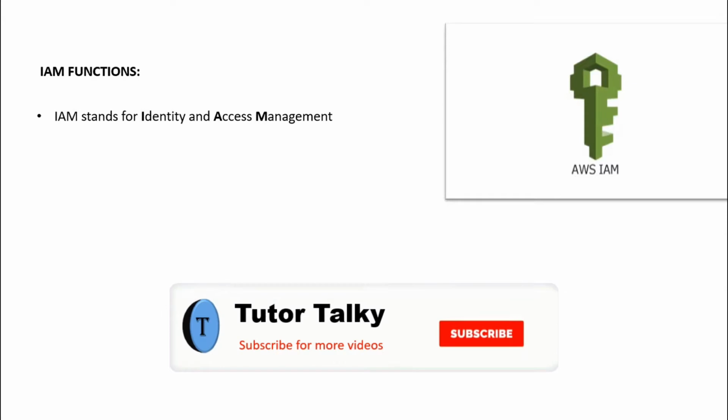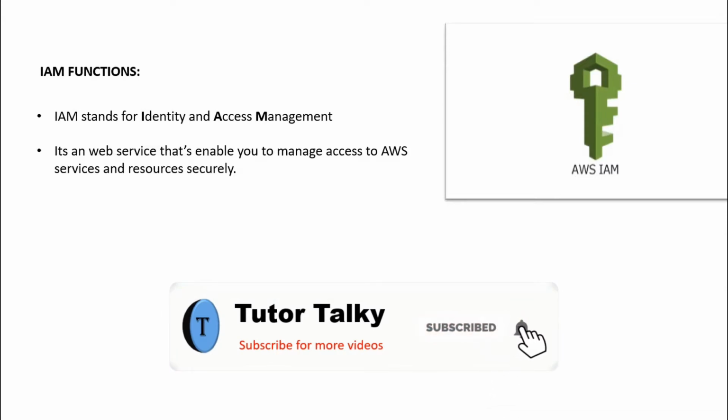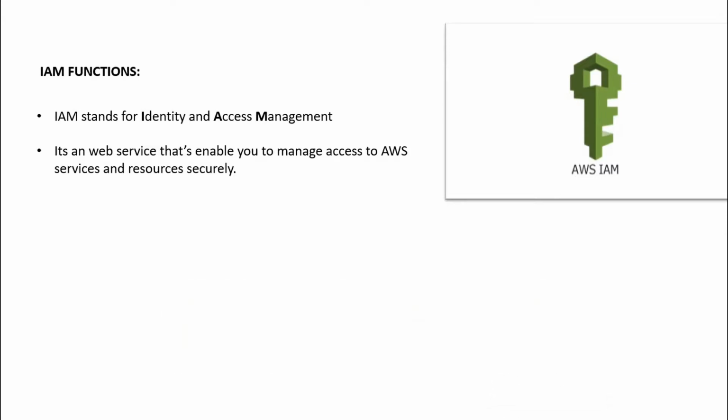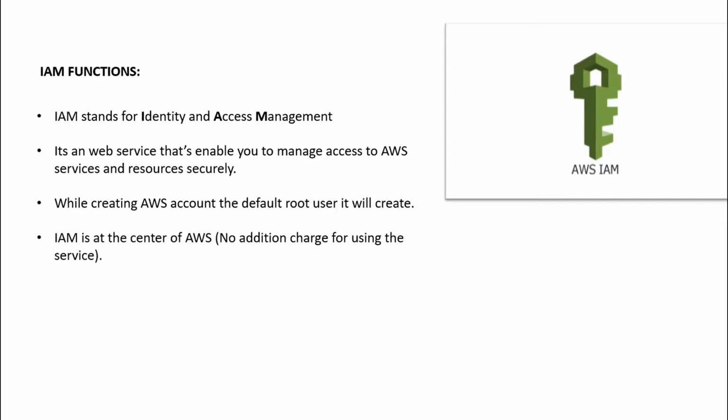Now we are going to see the IAM service and its function. IAM stands for Identity and Access Management, and it is a web service that enables you to manage access to AWS services and resources securely. While creating an AWS account, the default root user will be created. And IAM is the center of AWS.